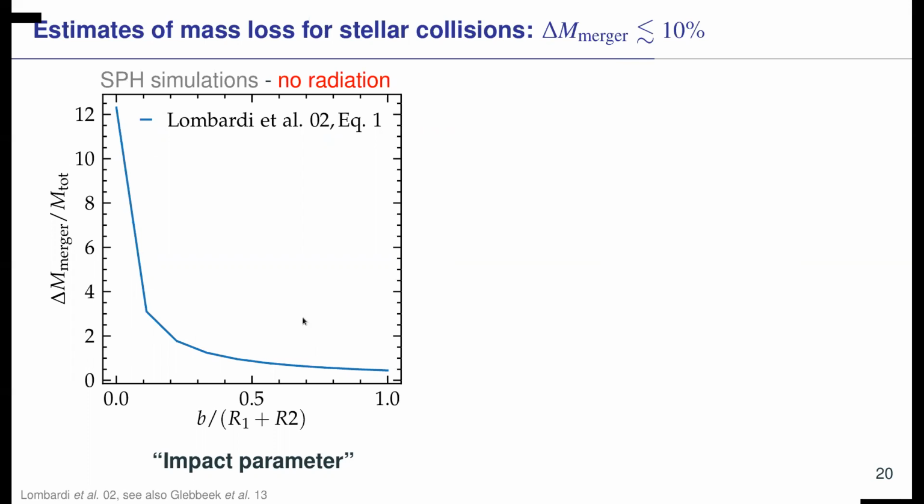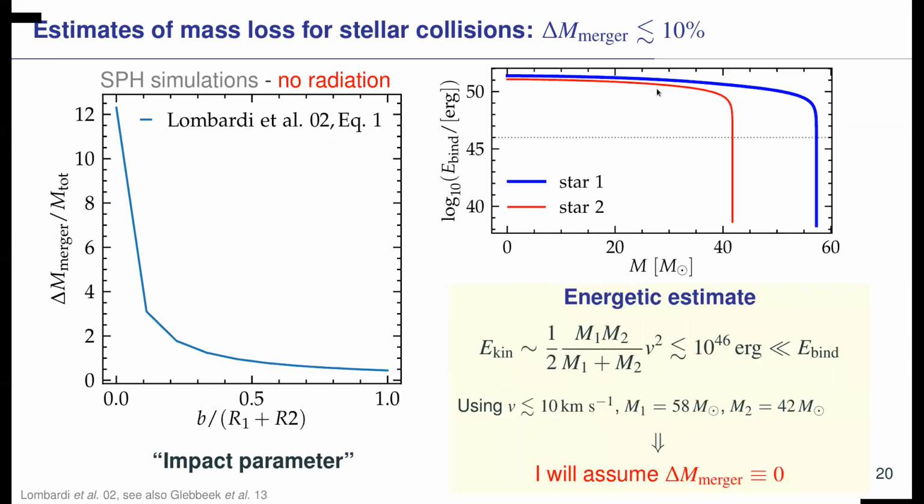A way that we have to estimate the mass loss is to just look at the binding energy of our stars. So this is the binding energy profile as a function of mass from the core, the most bound part, to the surface, the least bound part, and compare these with the kinetic energy of the merger. And if you estimate the kinetic energy using the dispersion velocity of the cluster, maybe you can justify that the mass loss would be very small.